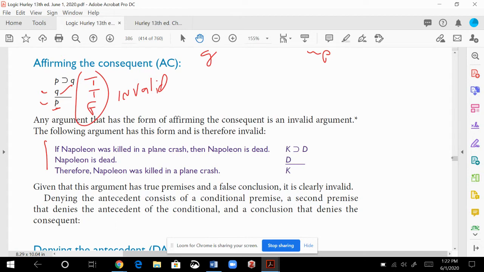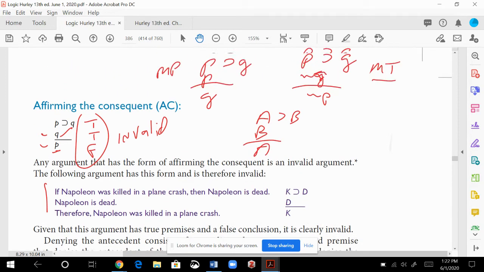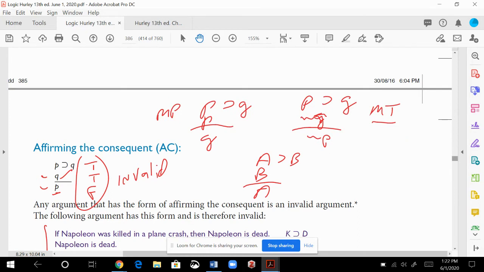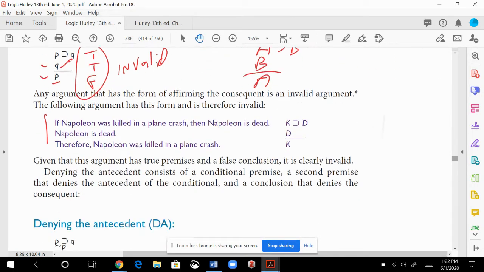Could you see it another way? Sure. That's invalid, just using different letters, okay? And notice that is different from the ones that are valid up here. Because again, this isn't using a negation, but it's bringing down the antecedent. But over here, this is bringing down the consequent. All right, let's go on.